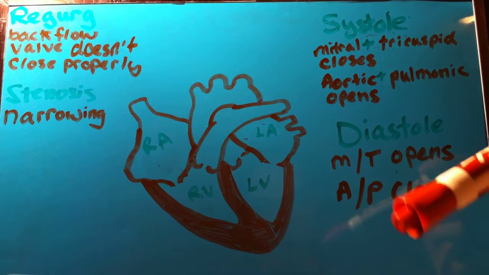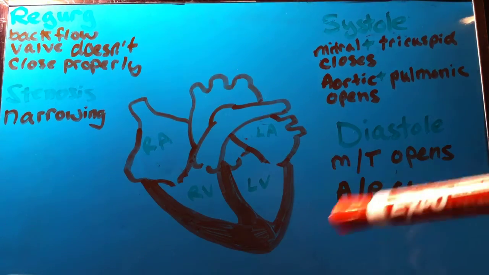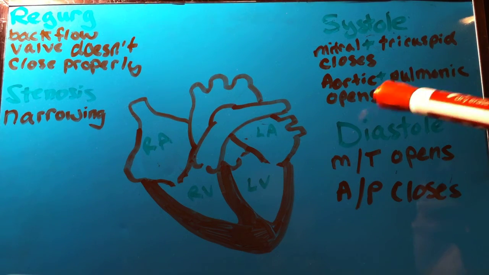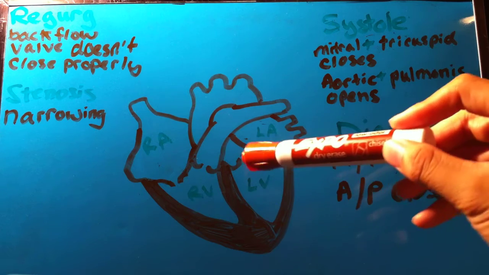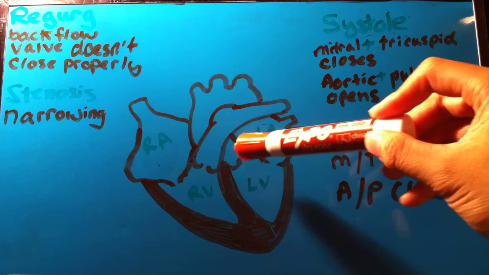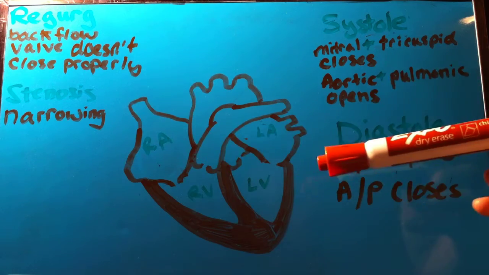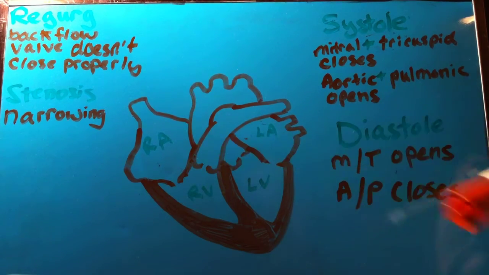In contrast, with stenosis, which is the narrowing of the openings, during systole, when the aortic and pulmonic valves open, so that way blood can push through, this opening is narrowed. So that would be called aortic or pulmonic stenosis.